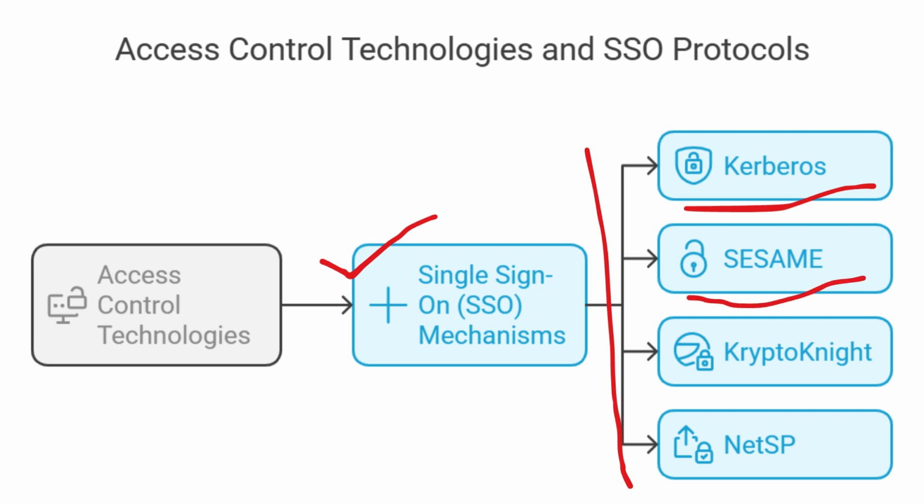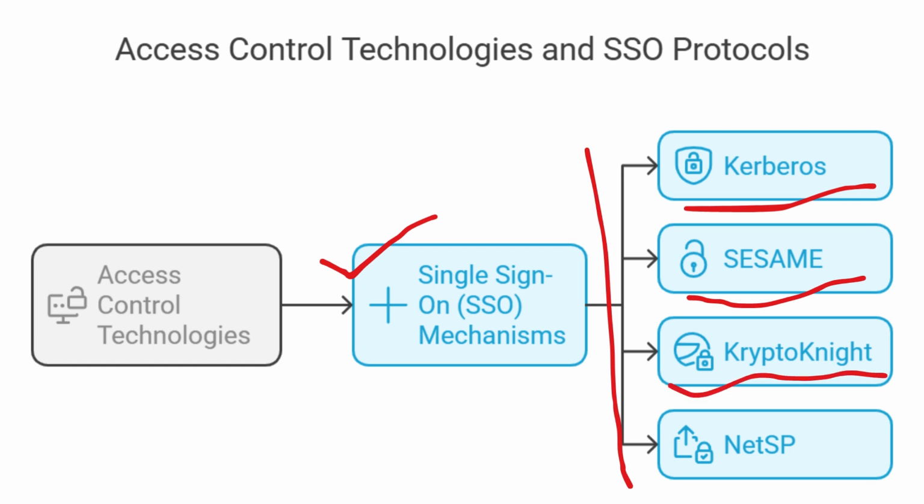Second is SESAME, a European alternative to Kerberos. SESAME, Secure European System for Applications in a Multi-Vendor Environment, is another SSO protocol that works similarly to Kerberos but adds extra security features like public key cryptography. SESAME is not as commonly used today, but it was designed to address some of Kerberos's weaknesses.